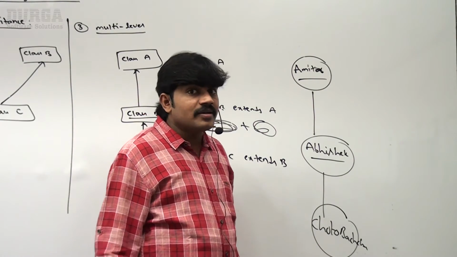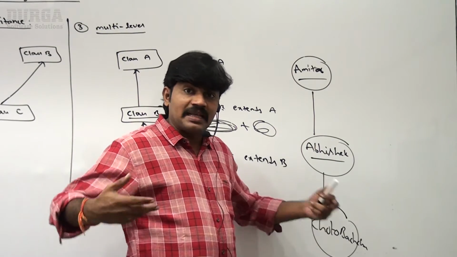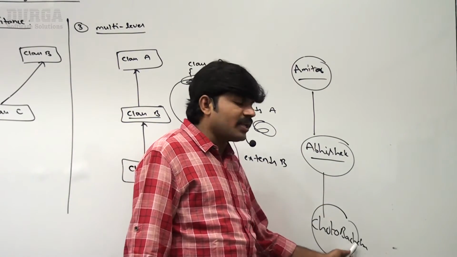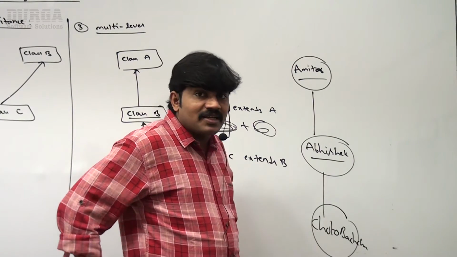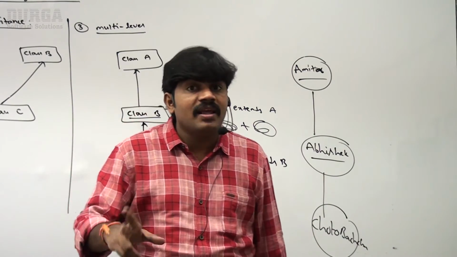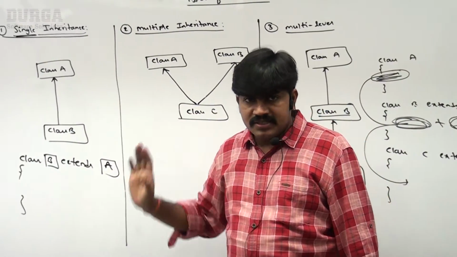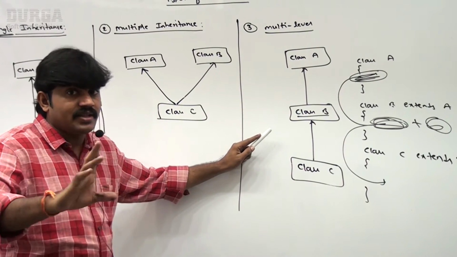So, the child is the luckiest person because whatever property or assets the parent has are automatically available to the child class. Is it clear for all of you? This type of inheritance is nothing but multi-level inheritance. So, first I covered single inheritance, second we discussed multiple inheritance, third we discussed multi-level inheritance.